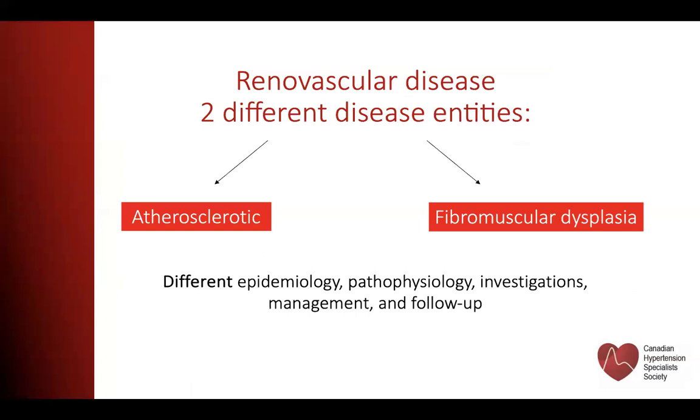I want to highlight here that renovascular disease is really two different entities when we talk about atherosclerotic disease versus fibromuscular dysplasia. And the true diagnosis of renovascular hypertension can really only be made in retrospect if blood pressure falls to normal levels after successful revascularization. So there's patients who may have renovascular disease that is or is not causing their hypertension.